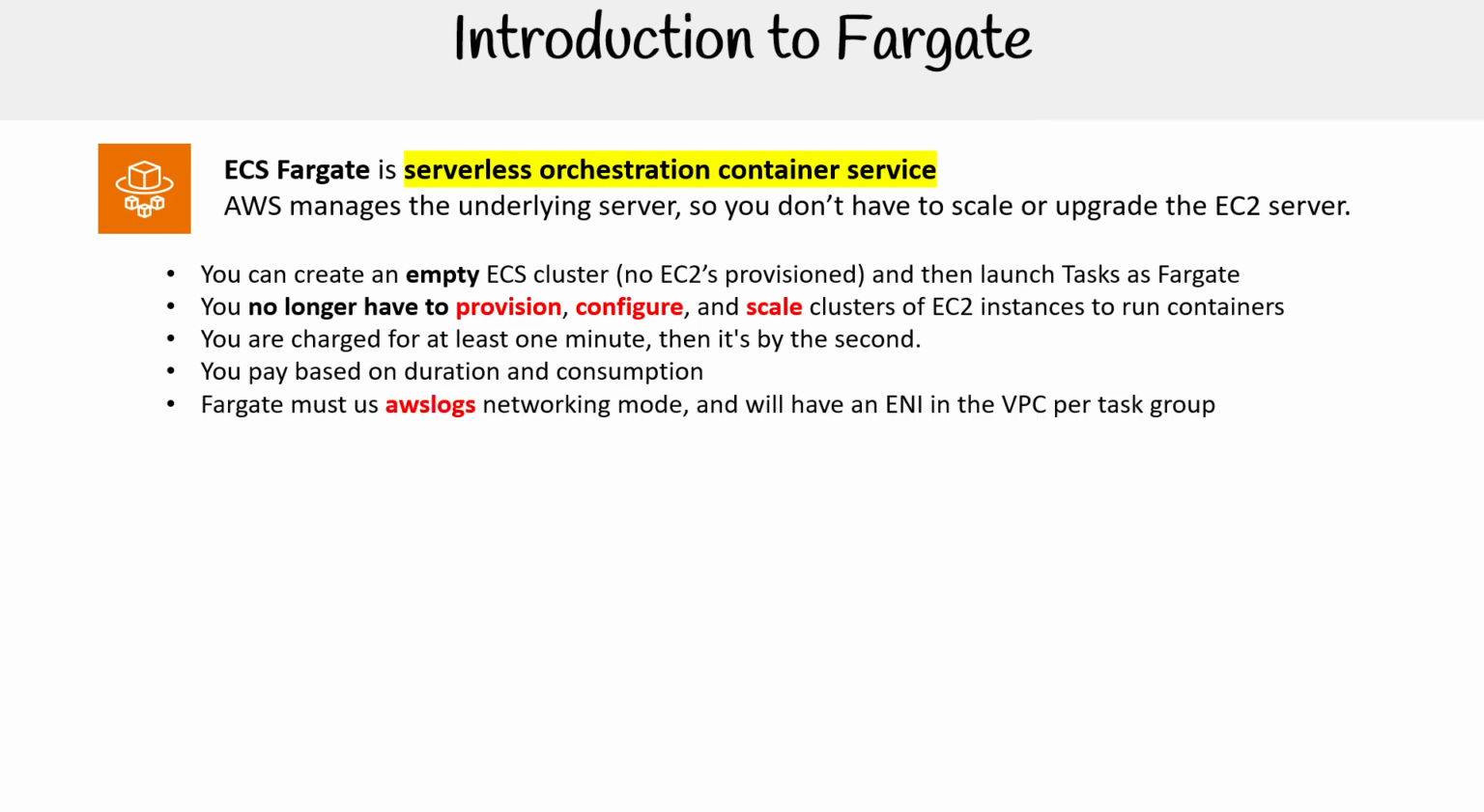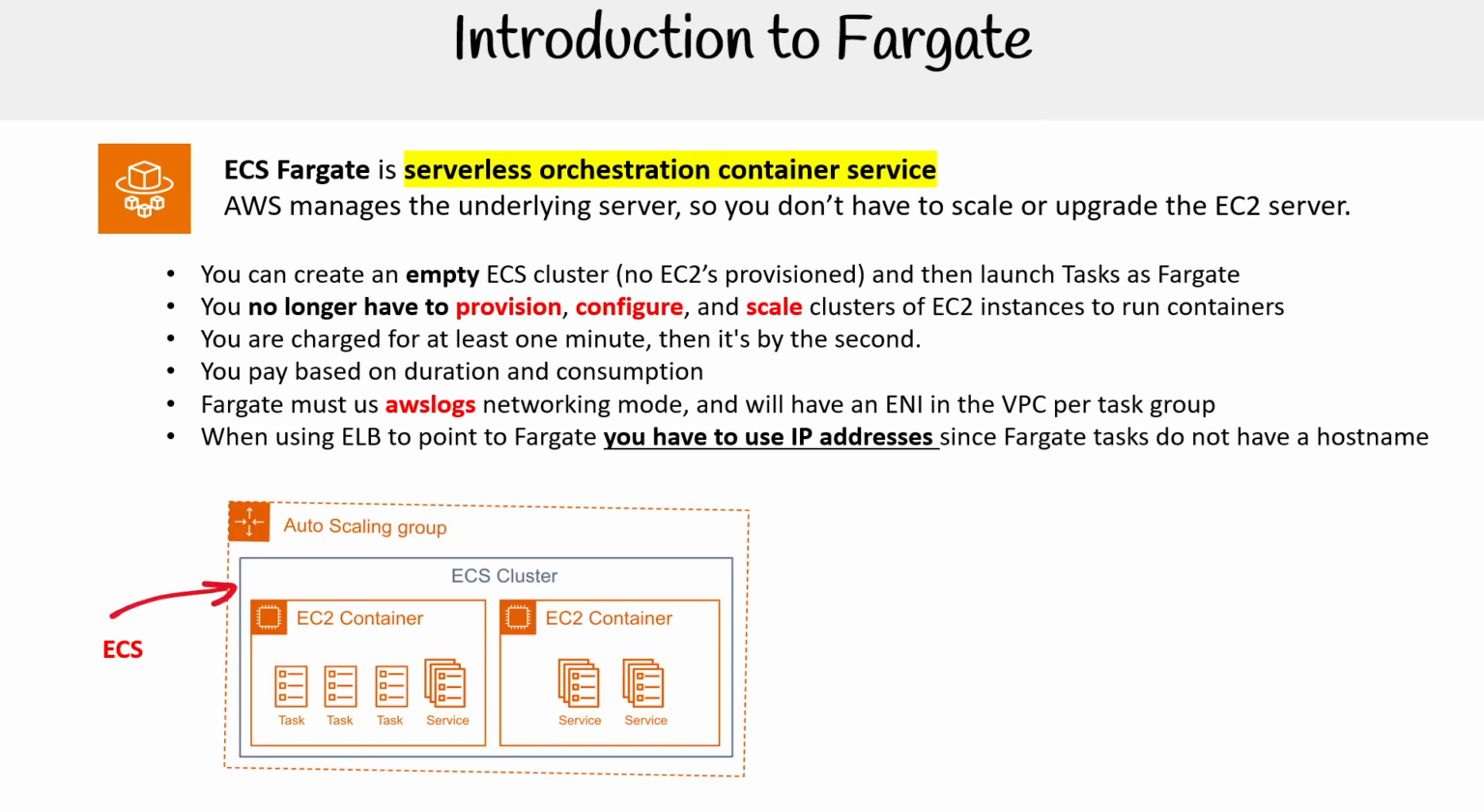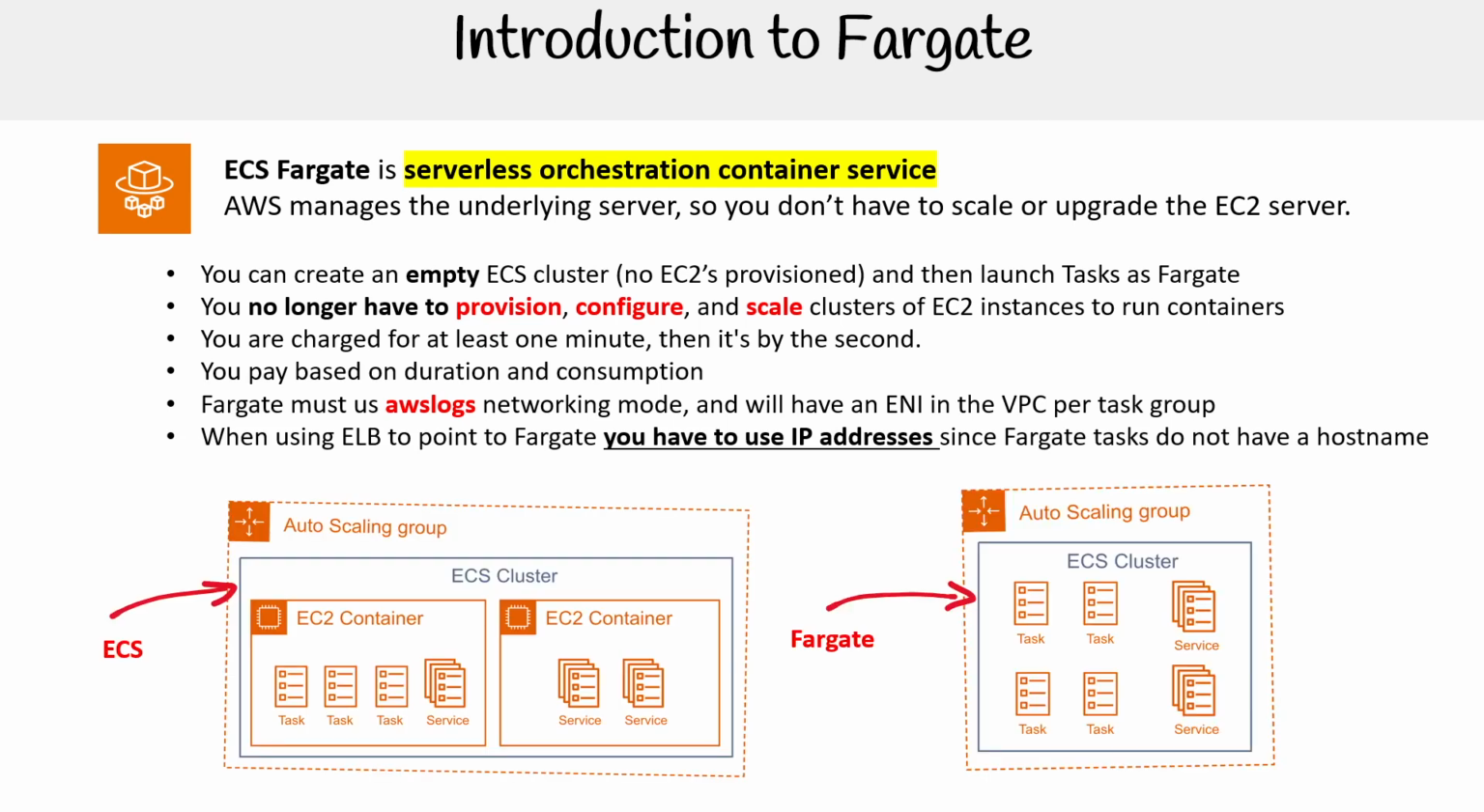Fargate must use the awsvpc networking mode, and you will have an ENI in your VPC per task group. That's what it does. It launches an Elastic Network Interface in your VPC, and then it will have a public IP address. When using ELB to point to Fargate, you have to use an IP address because it doesn't have a host name. This is what it looks like for ECS. This is what it looks like for Fargate. So there's just no more EC2 containers.